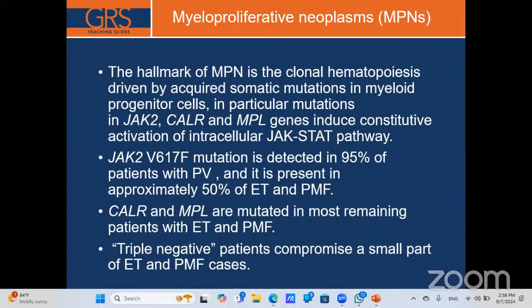The JAK2 V617F mutation is detected in 95% of patients with polycythemia vera, while it is detected in only 50% of essential thrombocythemia and primary myelofibrosis. CALR and MPL are mutated in most remaining patients with essential thrombocythemia and primary myelofibrosis. Triple negative patients, who have negative JAK2, CALR, and MPL mutations, make up a small and minor part of patients with essential thrombocythemia and primary myelofibrosis cases. Next slide, please.